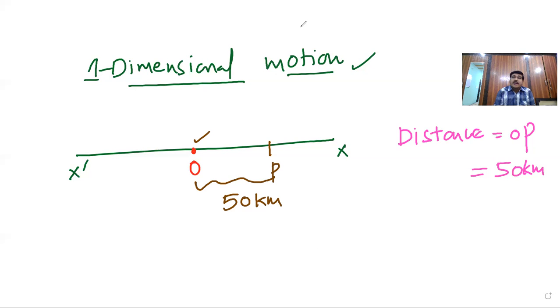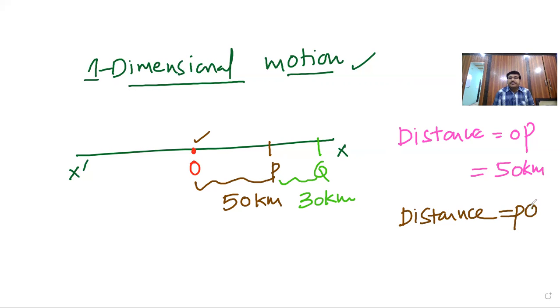Let us say again from the point P, the object has moved up to another point Q. Let us say the PQ path length is 30 kilometers. What is the distance PQ? Here, the distance, the path length, PQ is 30 kilometers.